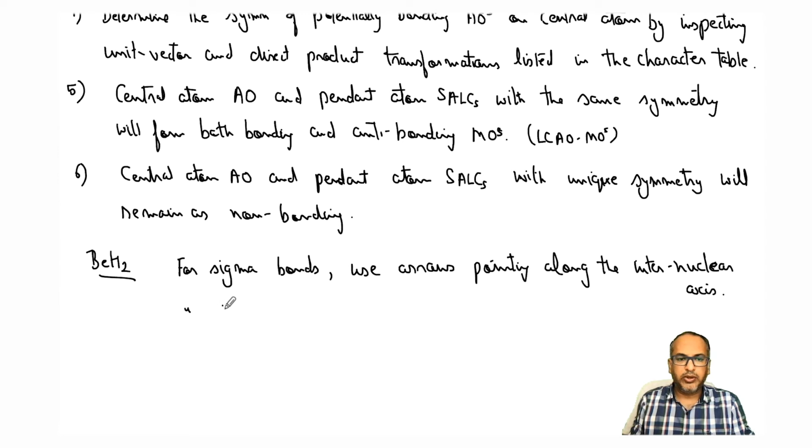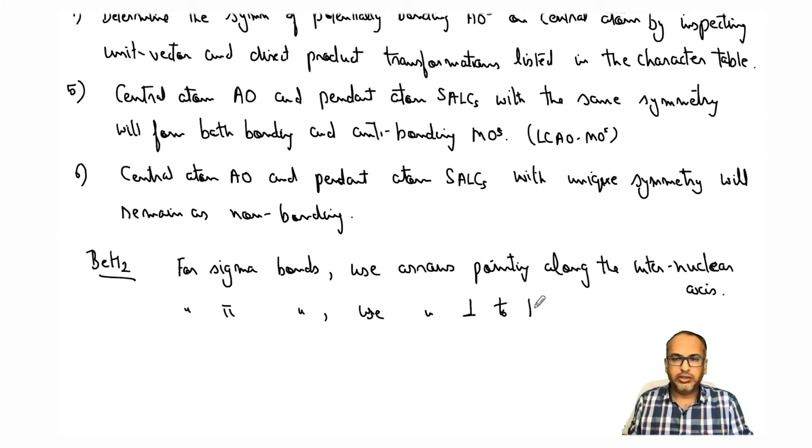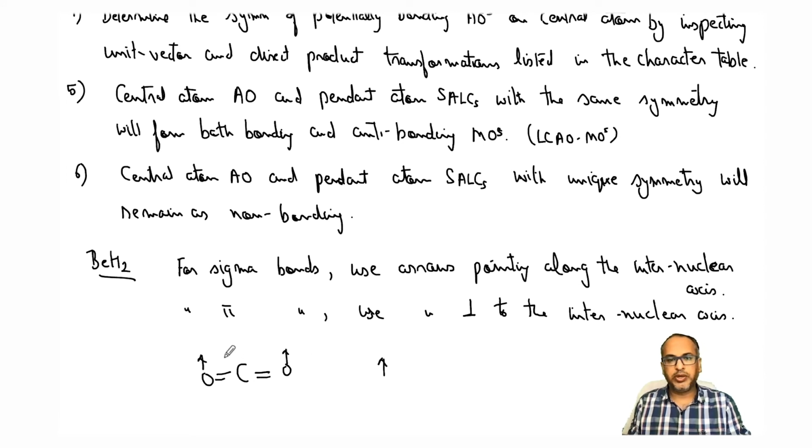And for pi bonds, use arrows perpendicular to the internuclear axis. For example, if you want to consider the case of CO2, let's say, then the directional property would be something like this. So you have to consider these arrows. We'll draw them here. These arrows as the basis set.